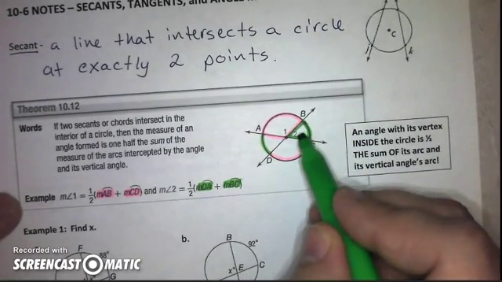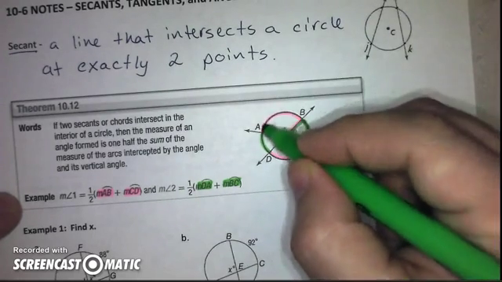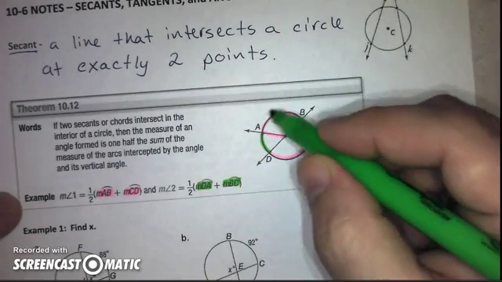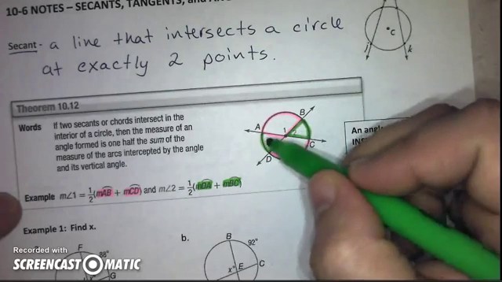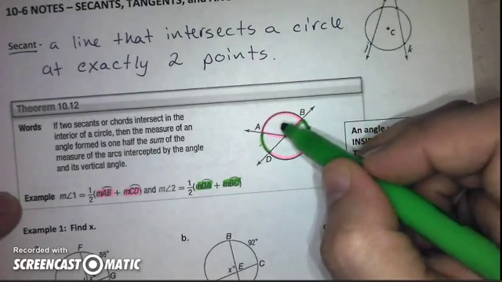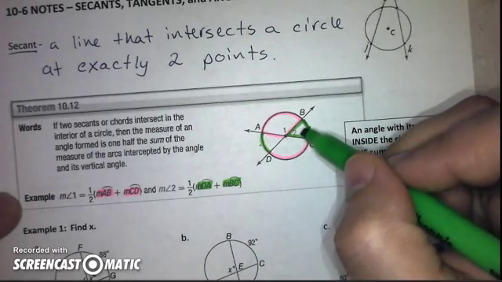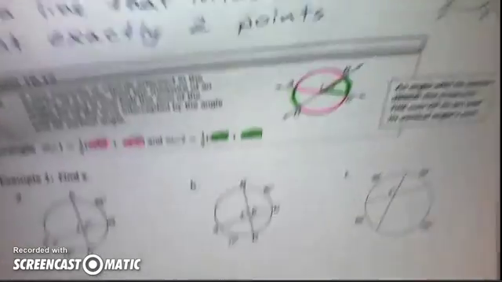Now, you also need to pay attention to the fact that the measures of angles 1 and 2 add up to 180 degrees. Angle 1 plus angle 2's measures add up to 180. So let's say I knew these two arcs, but I was looking for angle 1. I would use the formula to find angle 2 first, and then subtract it from 180 to find the measure of angle 1.